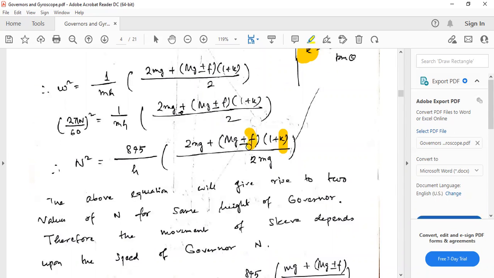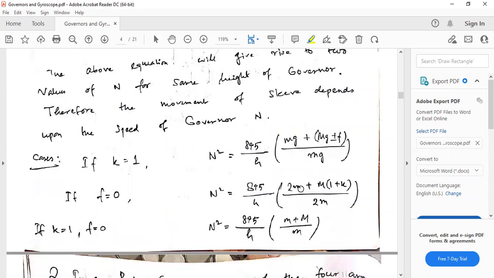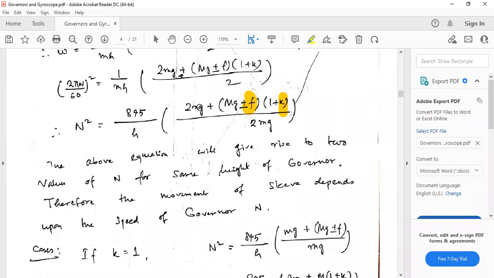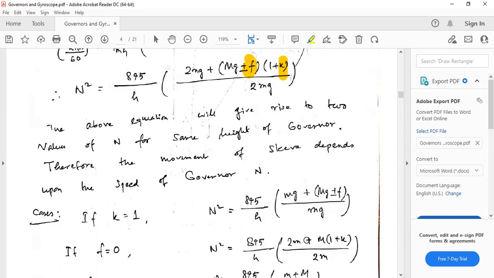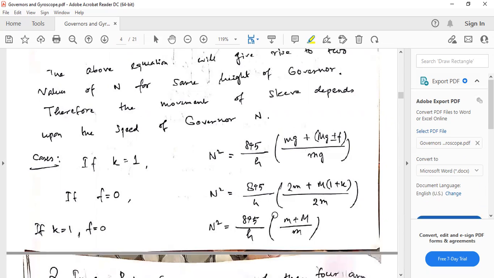when there is no friction, this is 0, then what we will have is 2 mg plus mg into 1 plus k. Sorry, g can be cancelled out here. G is common. So 2m plus capital M into 1 plus k divided by 2m. Okay, this is the expression.